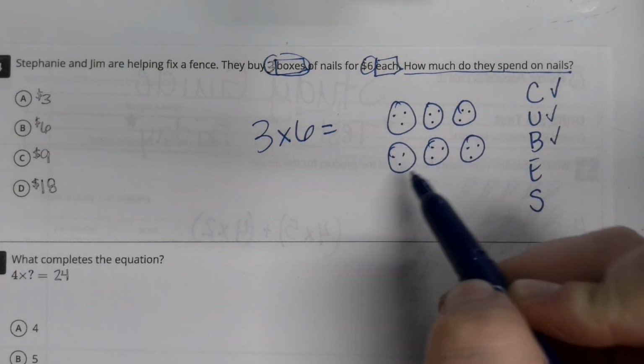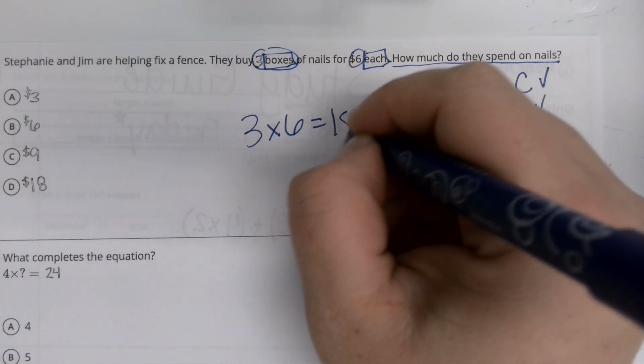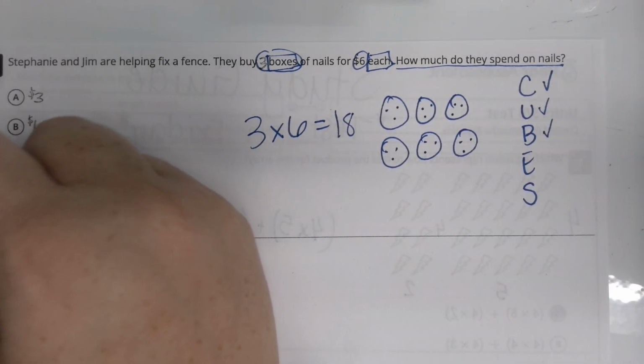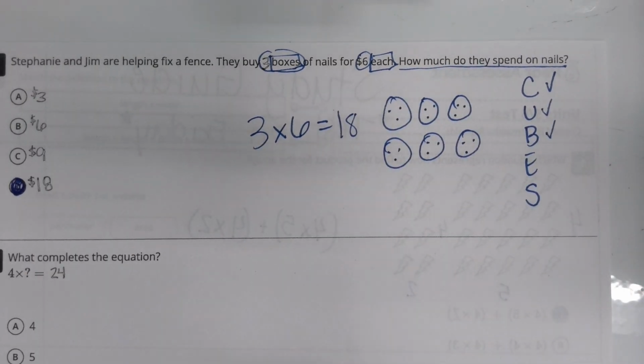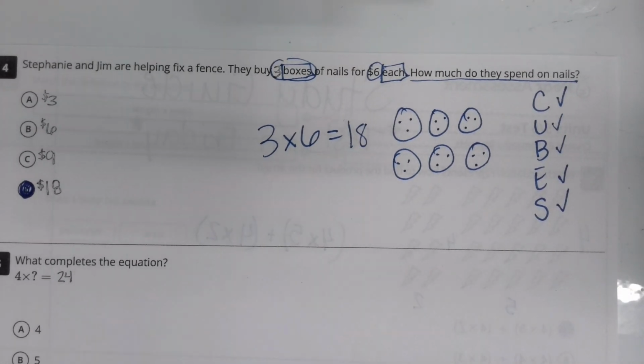So we have 3, 6, 9, 12, 15, 18. So it is $18. I don't care what strategy they use, as long as it helps them.